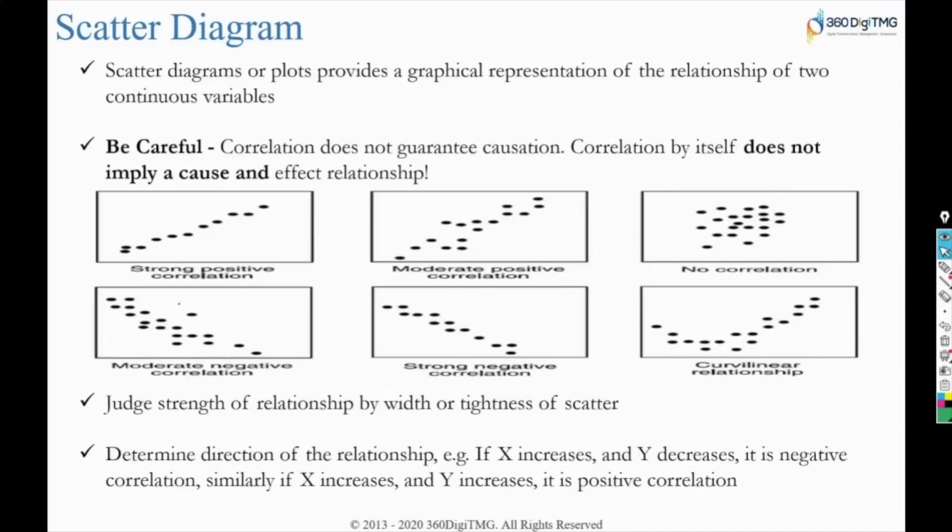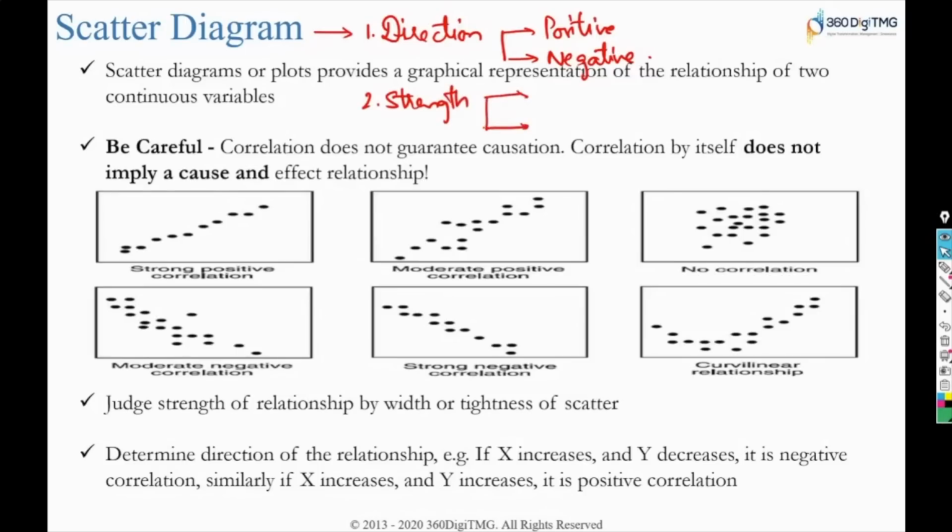You have positive and negative. Number one, scatter plot will help you understand the direction of the relationship, on whether the relationship is positive or negative. Second, it will also help you understand the strength of the correlation, on whether the strength is strong or moderate or weak.